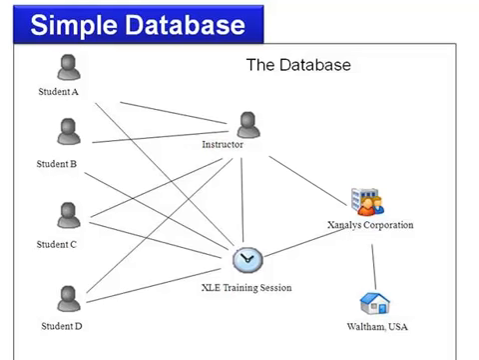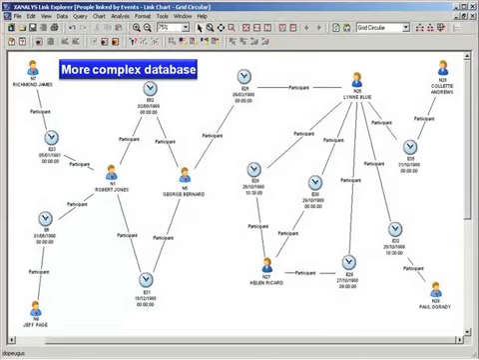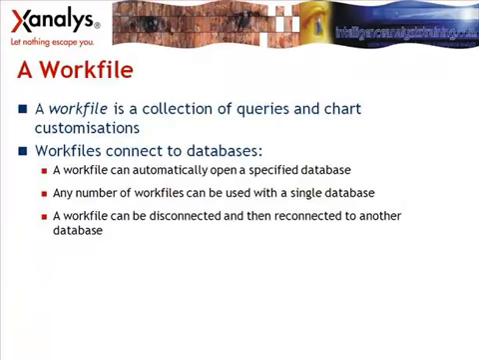As your data gets more complicated, then your charts will have more information. Here is a more complex database, more events, and also more persons present. To produce this chart we're looking at now, we would have written a query. Queries are stored in work files. A work file is a collection of queries and chart customizations.